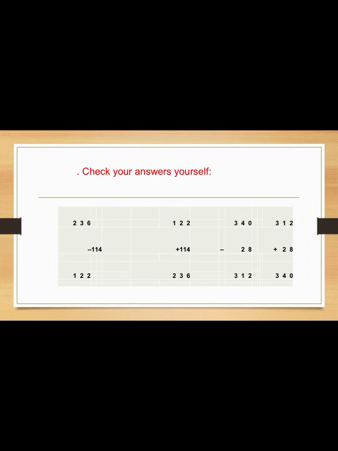Another sum is given here, 340 minus 28, which is becoming 312. Now if you add it, 312 plus 28, if you get 340, that means your sum is correct. So this is how you can check the answer yourself.